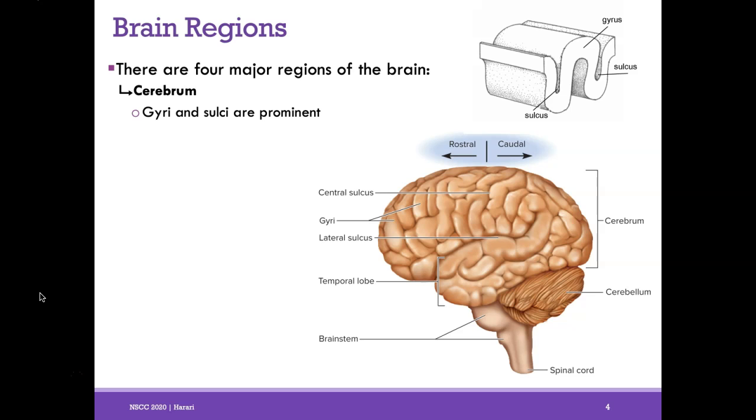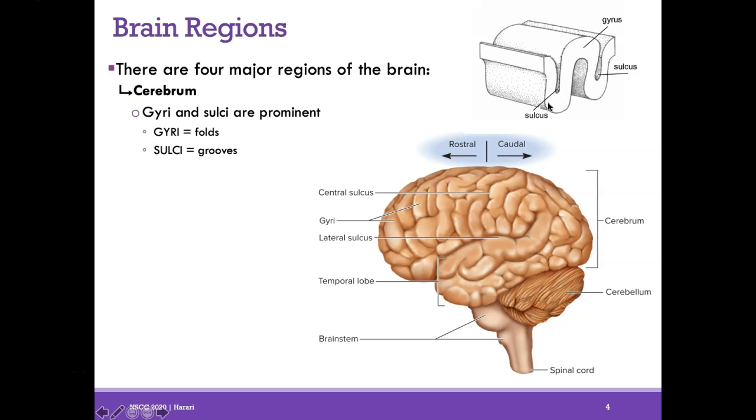The cerebrum is the most obvious feature. This is the cerebrum over here, and about 80% of the brain's volume is just the cerebrum. You can see very prominently gyri and sulci. Gyri are these folds. This is a gyrus, the fold part. And the sulci are the grooves. This is a sulcus.